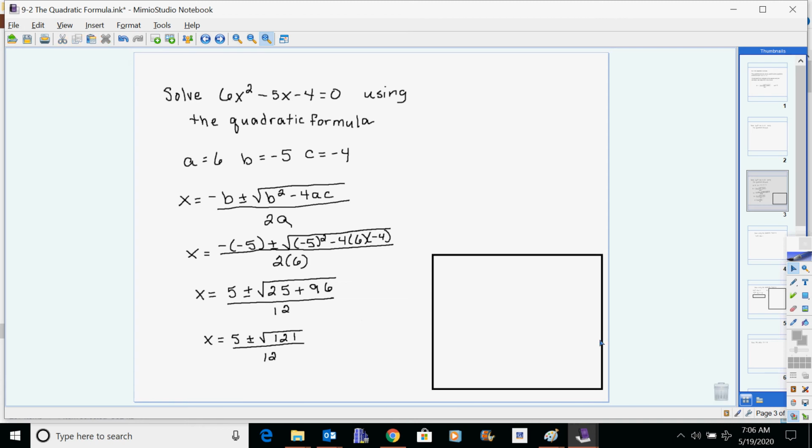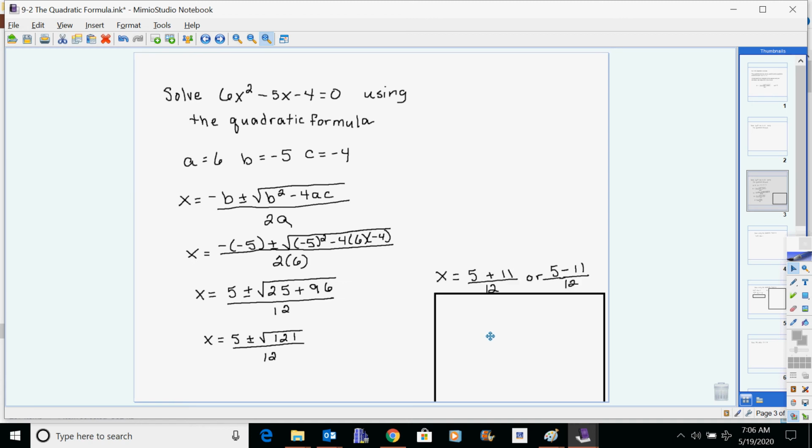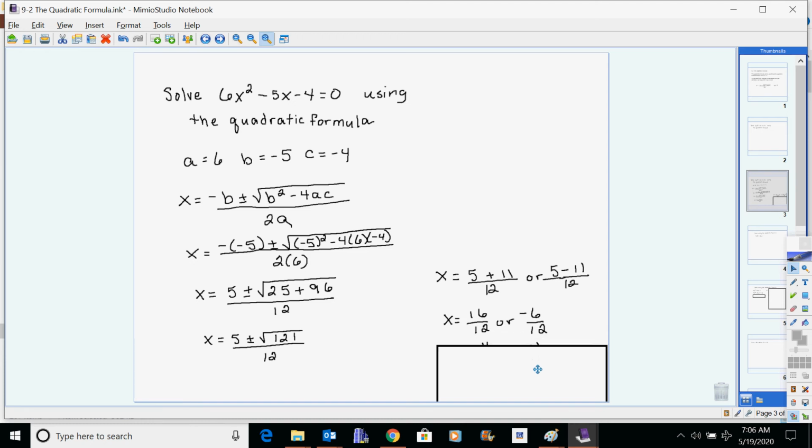sometimes the number that you get under the radical is a perfect square. And if it's a perfect square, don't just leave your answer like this. You are responsible to go through and finish it. Okay, so 5 plus 11, 5 minus 11, square root of 121 is 11. And then simplify each expression. And don't stop until you've reduced those fractions, which we've already talked about enough that you should be able to reduce fractions, even if it's on the calculator.